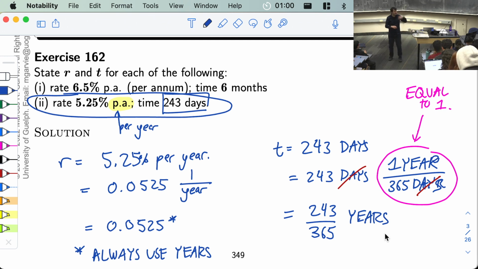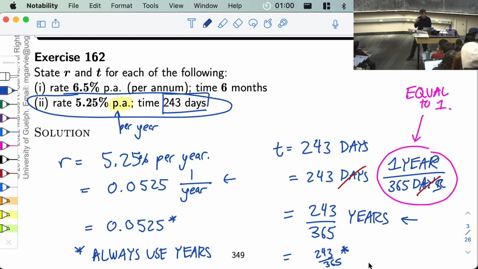And now I have something in units of 1 over years. I have something in units of years. When I go to multiply r times t, the years and the 1 over years are going to cancel. I'm going to get something that has no units. So r and t were made to be multiplied together to get a nice number. Some people will go one step further, and they will just say 243 divided by 365. And then they have to remember that it's in years. I like to leave the units in so I can make sure that I'm not messing things up. So there you go. That was an example of getting the units right.